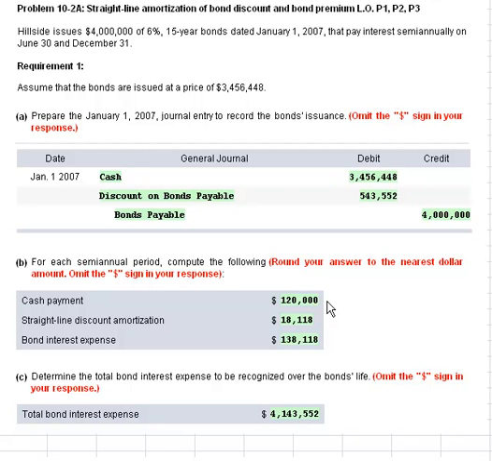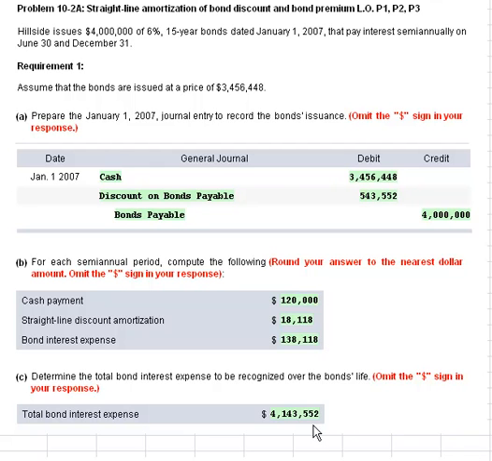The straight line discount amortization was $18,118. With a discount, we have to add the amortization to the cash payment, which increases interest expense. So adding those two, we come up with the $138,118.